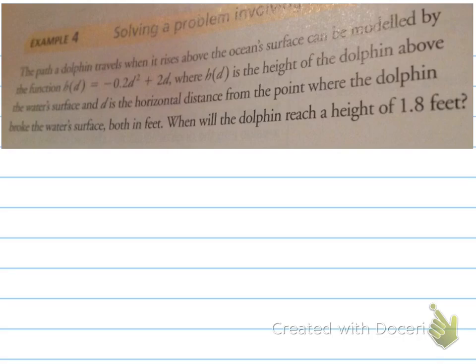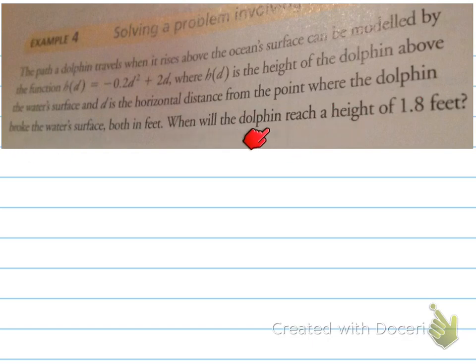Okay, one more problem. Here it is. This is a word problem. And looking at the word problem, it talks about a dolphin. But specifically, what we're looking at is a horizontal distance, h of d, and we're looking at a vertical distance, okay? h of d is the horizontal distance from it, and the height that it is, so the vertical distance. So the vertical height plus the horizontal distance, we're looking at this.